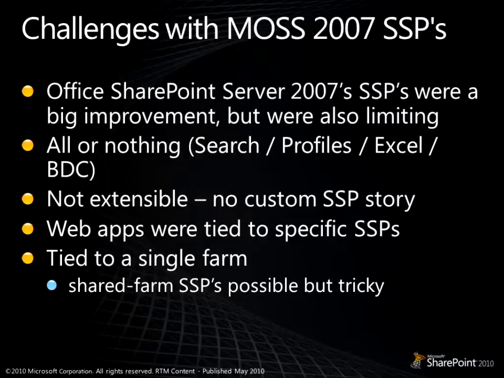In 2007, there were challenges concerning providing different services between web applications. The Shared Service Provider, or SSP, in 2007 was a big improvement over the 2003 architecture. However, it was also an all-or-nothing configuration option. When you associated your web applications to a single shared service provider, you basically associated all services at once. This meant that it was not possible to share individual shared services between web applications.